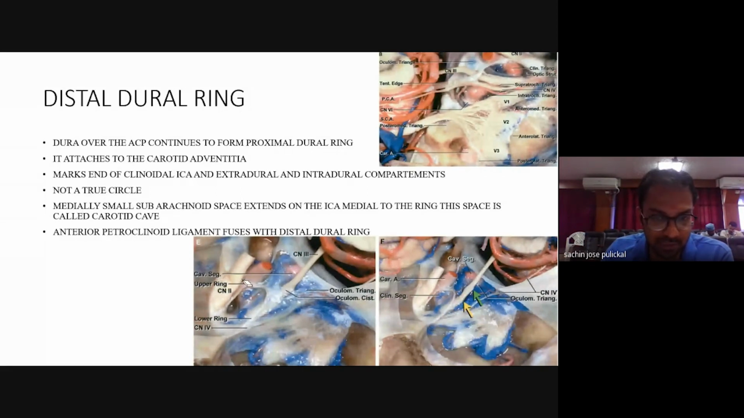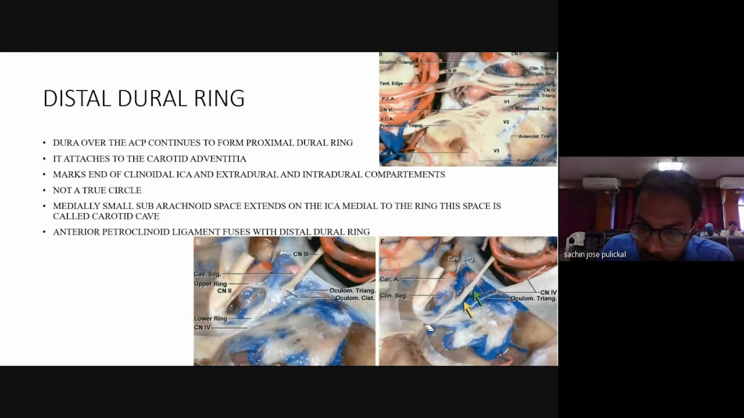So this part between the distal dural ring and the proximal dural ring is what is called the clinoidal ICA, which is seen after removal of the clinoid process in the clinoidal triangle. Okay. So here you can see this is the distal dural ring. Another part of distal dural ring goes above the optic nerve as the falciform ligament here. Okay. So falciform ligament, distal dural ring, the clinoid process was sitting here.